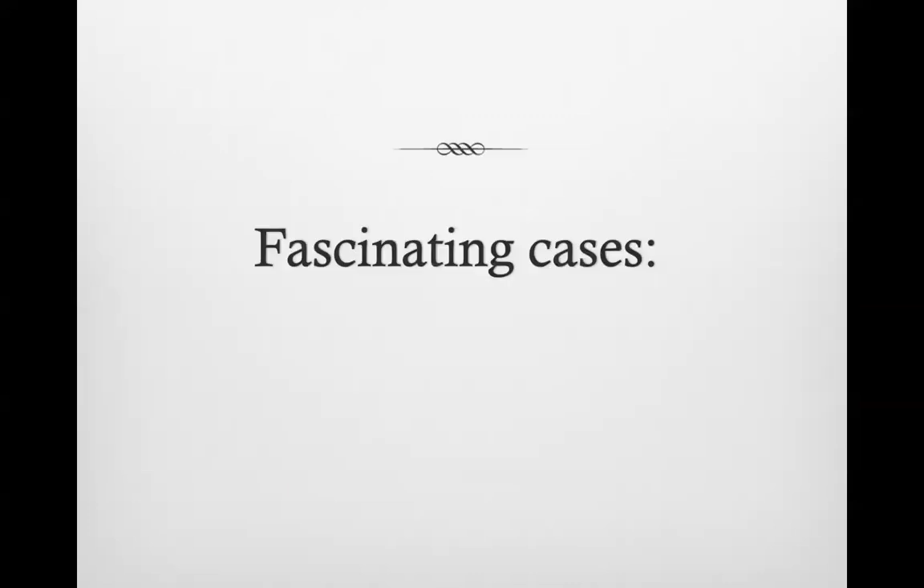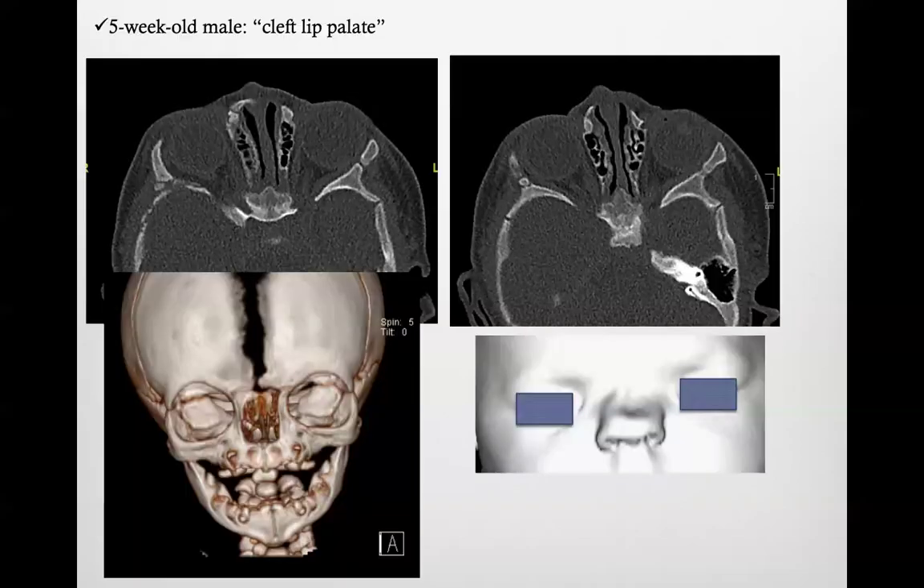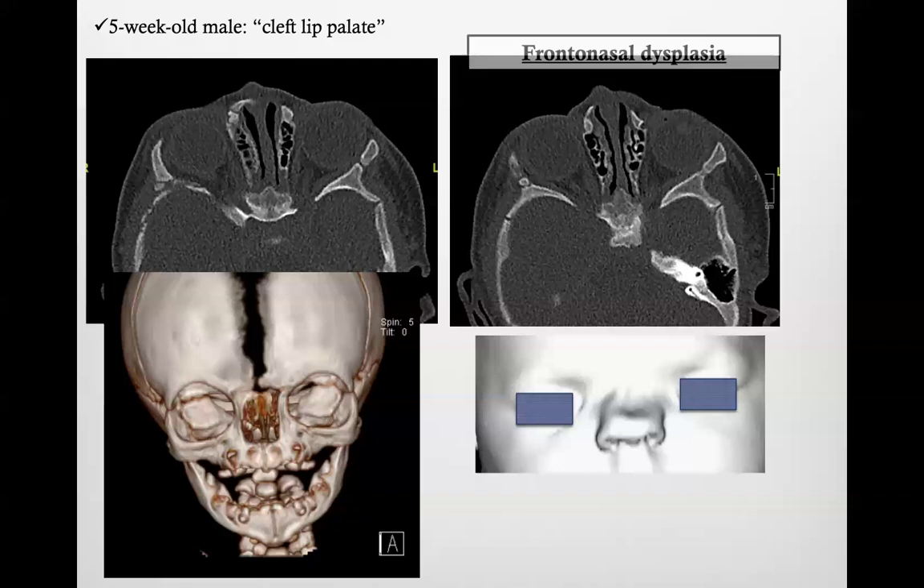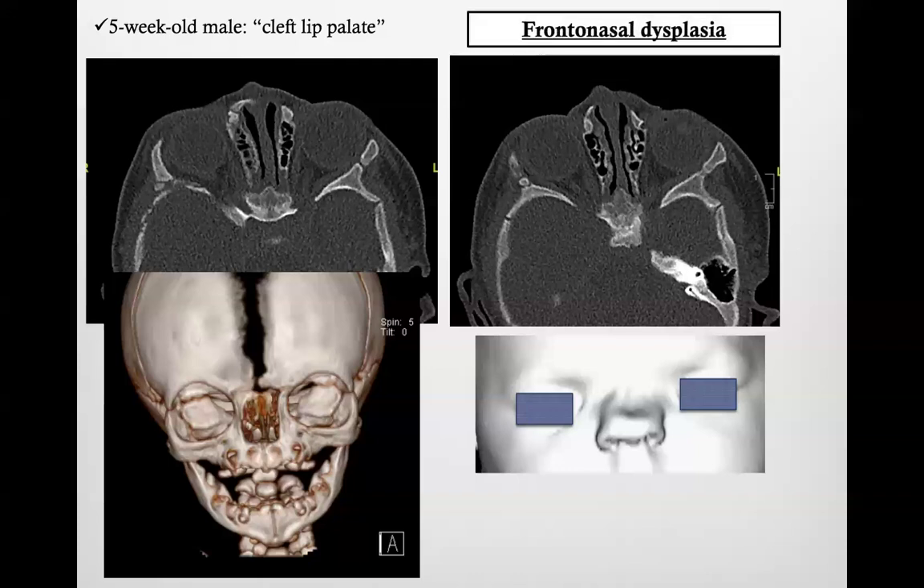Now, speaking of association between malformation in the bones, in the skull and the face and the brain, I want to show you two cases of frontonasal dysplasia. This is a 5 weeks old with cleft lip and palate. You can see also the abnormality in the nasal bone here and the missing bone here. This is the 3D volume rendering of the face. This was a diagnosis of frontonasal dysplasia.